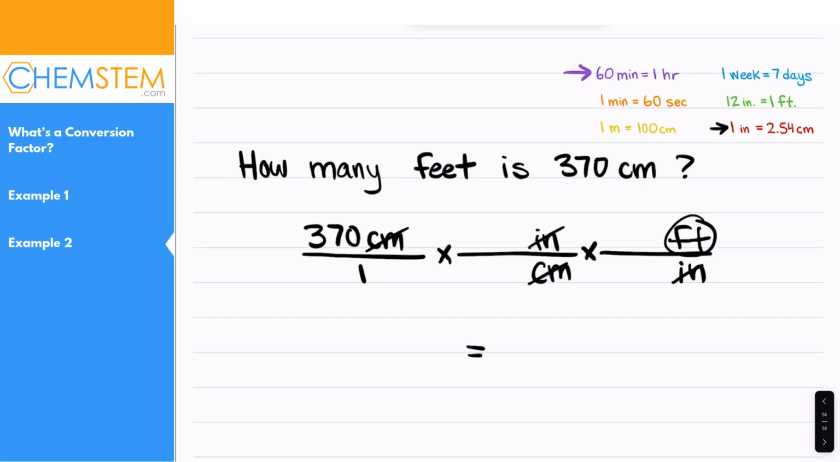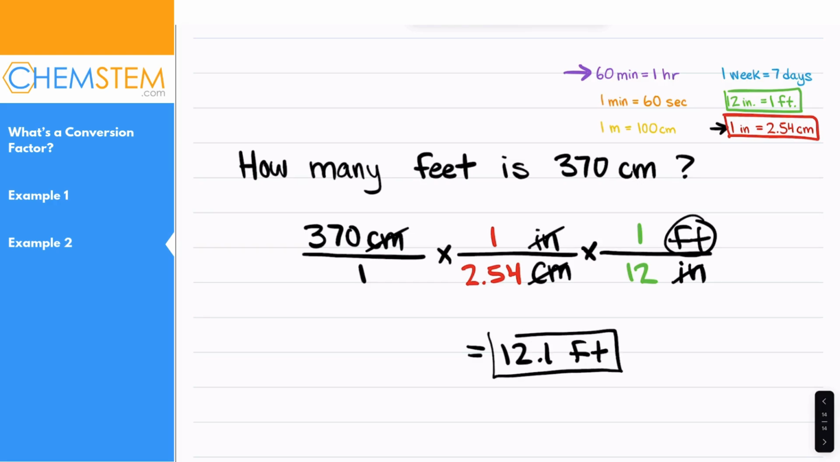So let's actually put in the numbers for our conversion factors carefully. If we look at inches and centimeters, we have one right here. We know that 1 inch is equal to 2.54 centimeters. Cool. What about feet and inches? We have a conversion factor right here that says that 1 foot is equal to 12 inches. Everything is in the right place. At this point, it's just the math. So when you do this, you're going to get a number. It's going to be approximately 12.1 feet. And that's how dimensional analysis works.